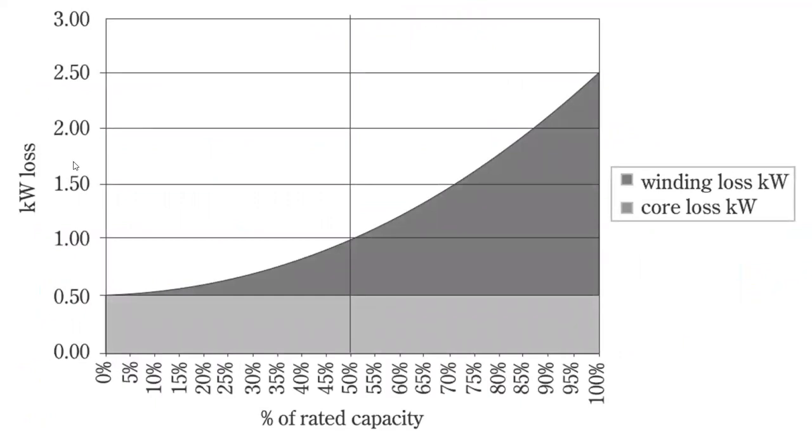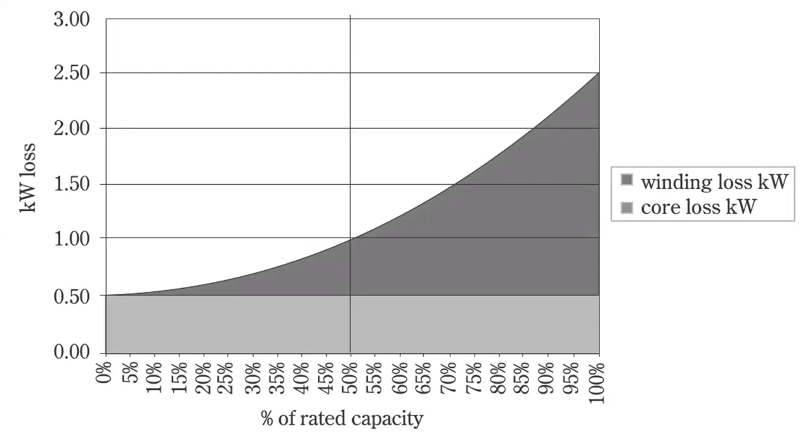These are the kilowatt loss on the y-axis and percentage of rated capacity of the transformer. So kilowatt loss will be maximum 2.5 kilowatt for 100% load. These are all the winding losses in kilowatts. This is the core loss in kilowatts. This is how we can see the transformer losses as a percentage of load in the transformer.